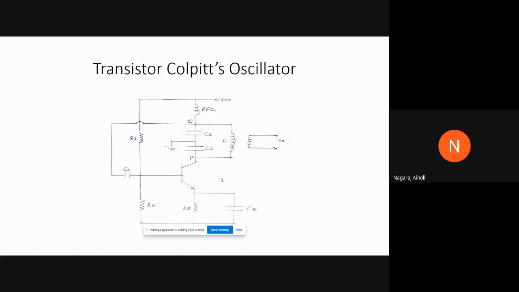Let us see the first type of oscillator, that is the transistor Colpitts oscillator. In this transistor Colpitts oscillator, there is an amplifier circuit and the feedback circuit. The amplifier circuit is a common emitter amplifier circuit. The emitter is common between the input and output sections.